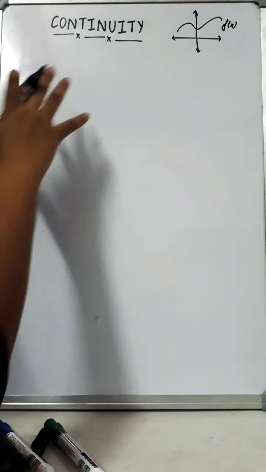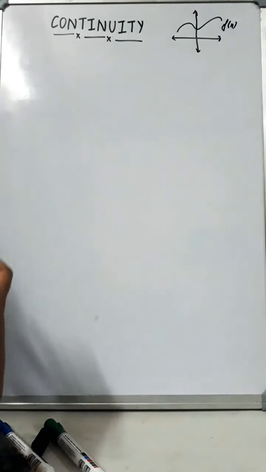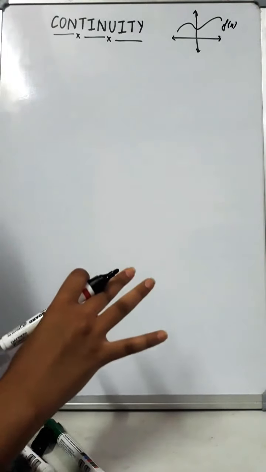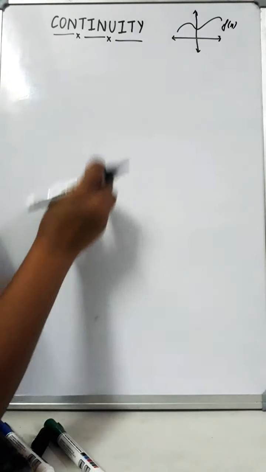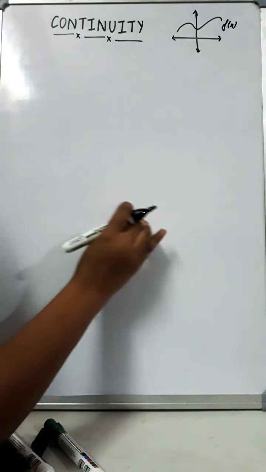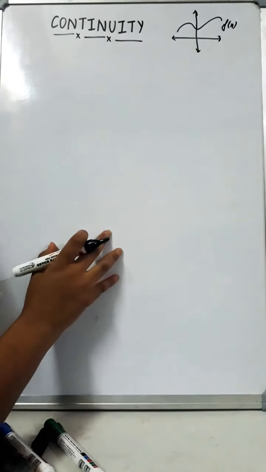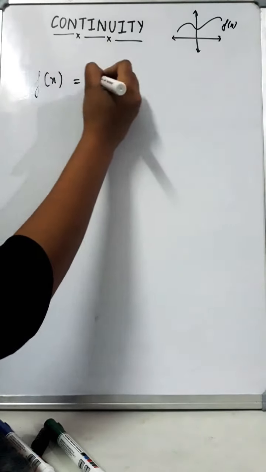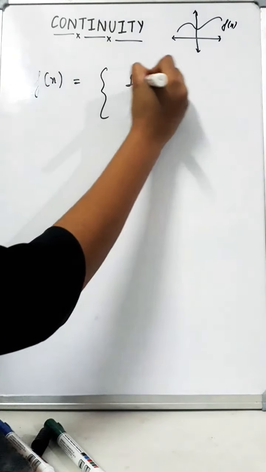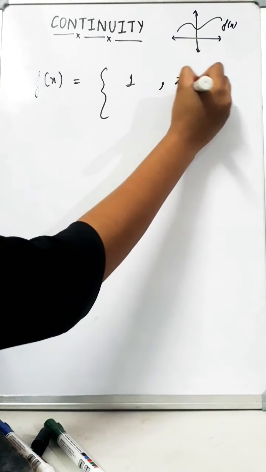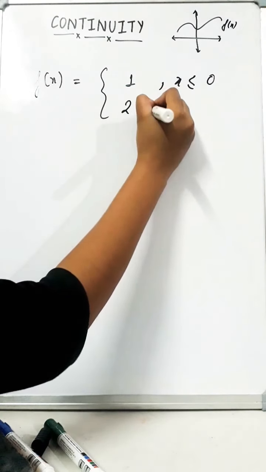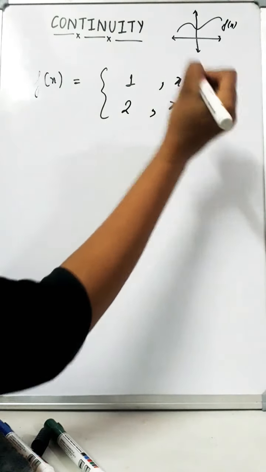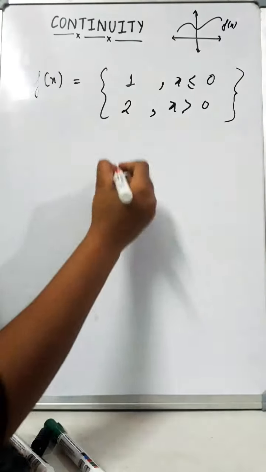Now, as the name suggests, continuity means continuation of a graph that is not broken at any point in the real number domain. Alright, so now see, suppose you have a function f(x) defined as 1 for all x smaller than or equal to 0 and 2 for x greater than 0. Now look at this function.